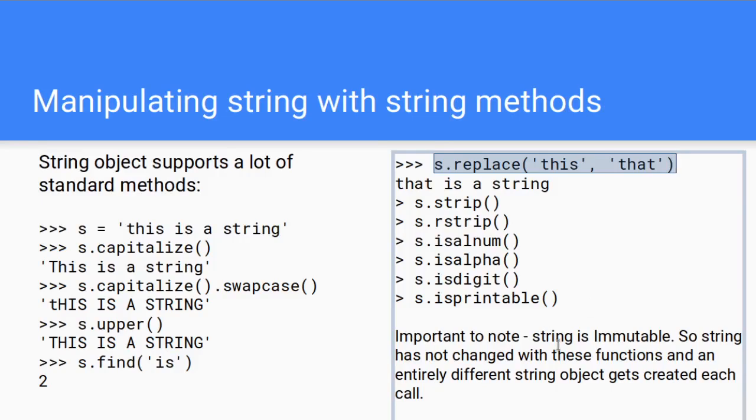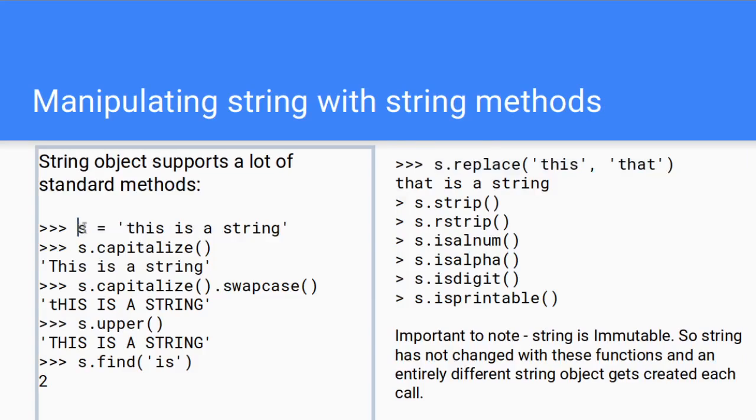And it's important to note that a string is immutable. So the string is not changed when we run these functions. It's not changing the string. What we see, if we type in the string and call s.capitalize, is that we get back a new object. s is not changed at all.